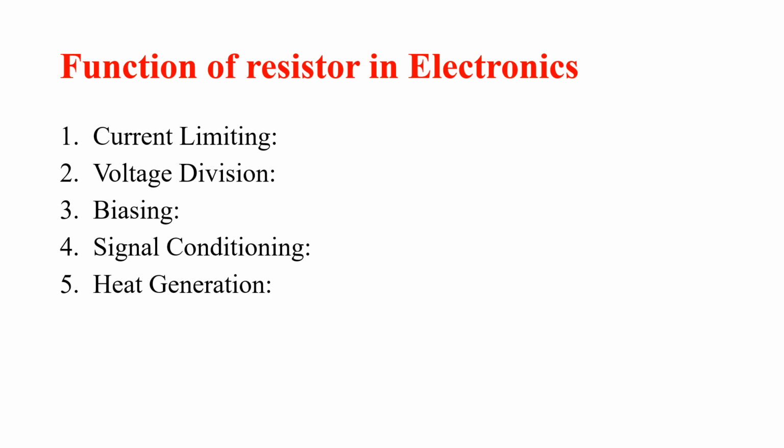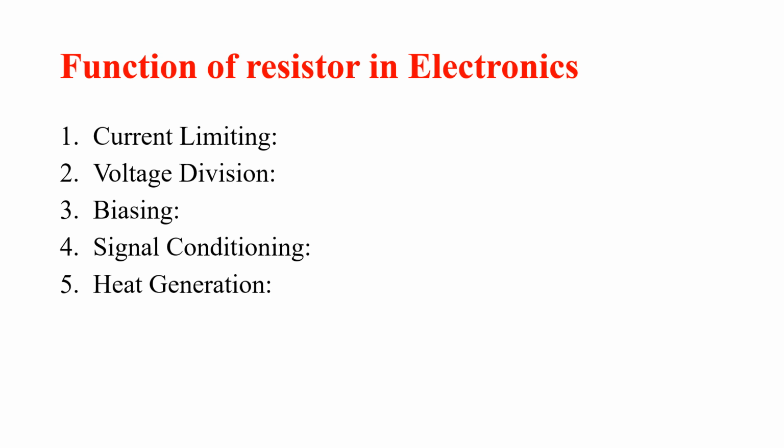Similarly, resistor is also used for voltage division. Resistors can be used in voltage divider circuits to produce a specific voltage output from a higher voltage source. This is useful in many applications, such as sensor readings.